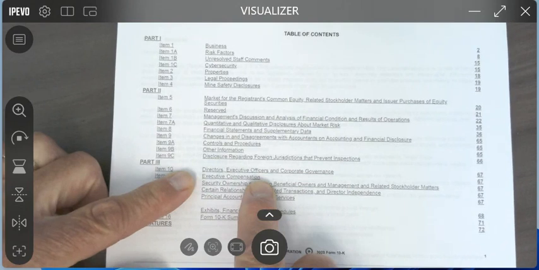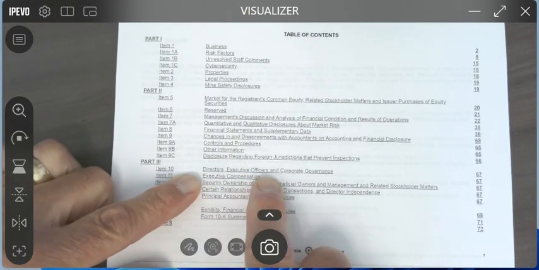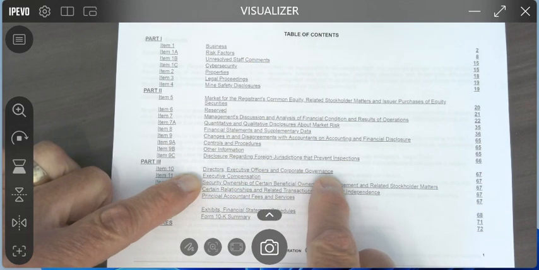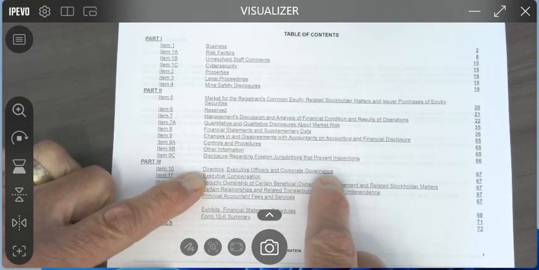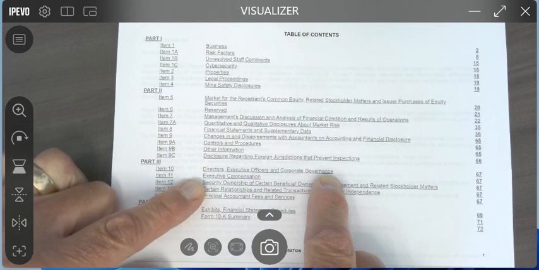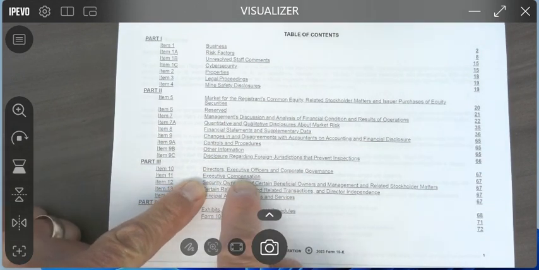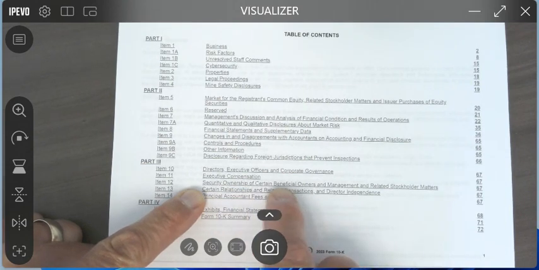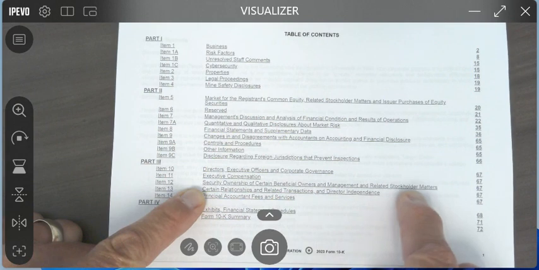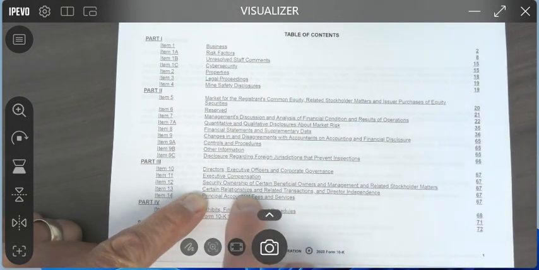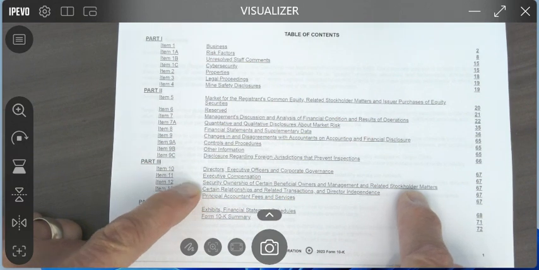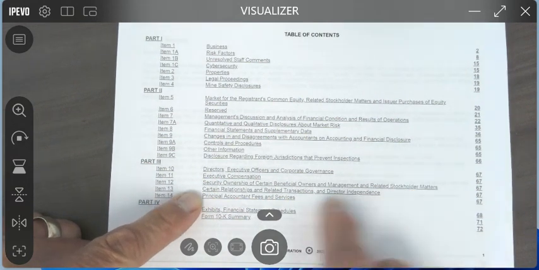In part 3, we have item 10: who are the directors, executive officers, and how's the corporate governance at the company? So you learn about their management and their board of directors. What does their executive compensation look like? How much stock do they own? Security ownership of certain beneficial owners and management and related matters. There, we can learn about what incentives they might be facing. You'll learn more about that.